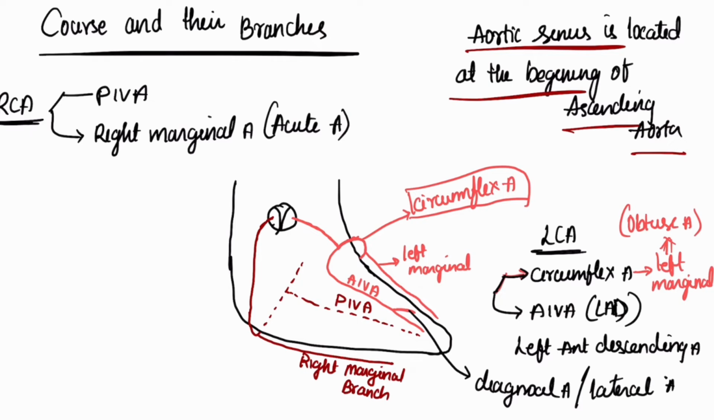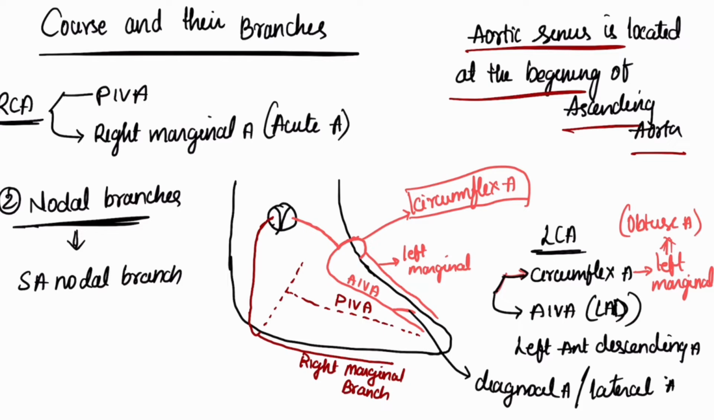This right coronary artery also gives rise to two nodal branches for the conducting system. They are SA nodal branch and also the AV nodal branch. This SA nodal branch supplies the SA node and the AV nodal branch supplies the AV node. That's all about the course and their branches.